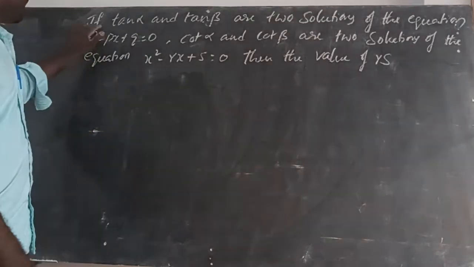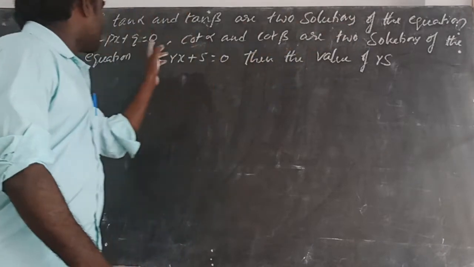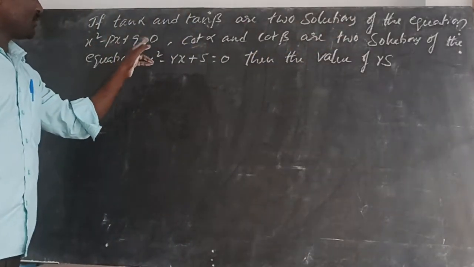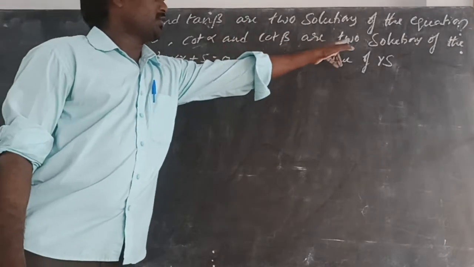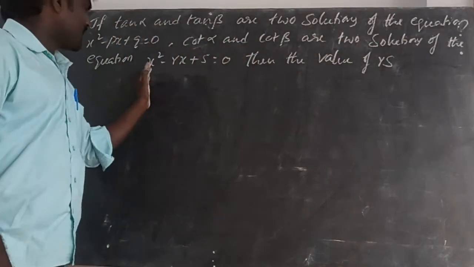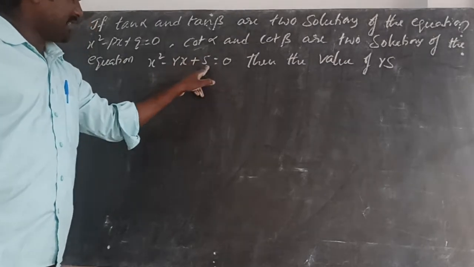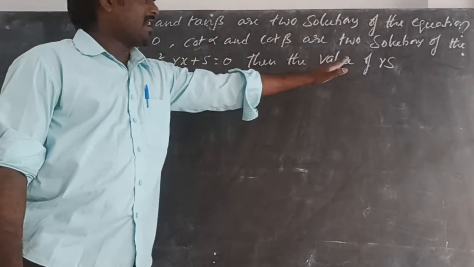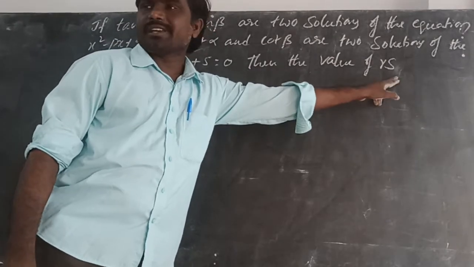Today I am teaching the IIT JEE trigonometry chapter. If tan alpha and tan beta are the two solutions of the equation x square minus px plus q equal to 0, and cot alpha and cot beta are the two solutions of the equation x square minus rx plus s equal to 0, then find the value of RS, that is R into S.